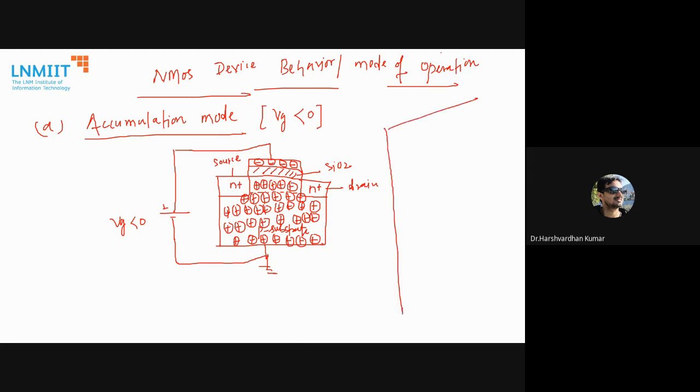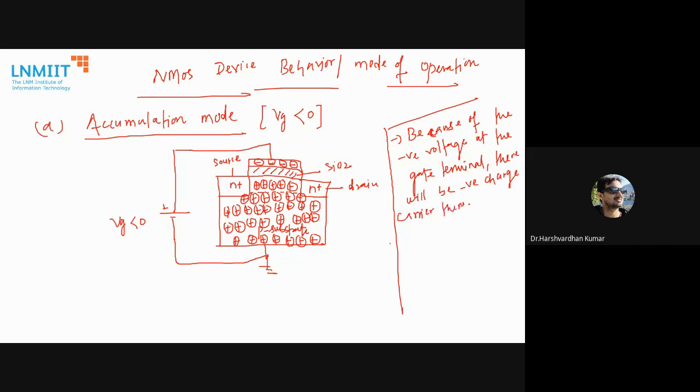Because of the negative voltage at the gate terminal, there will be negative charge carriers there. What about the second point?